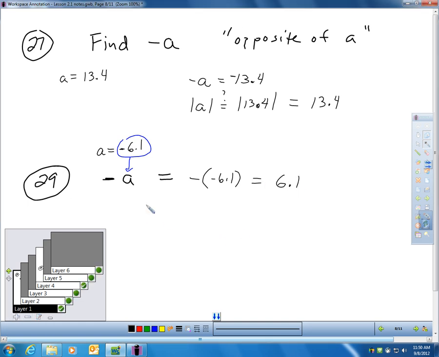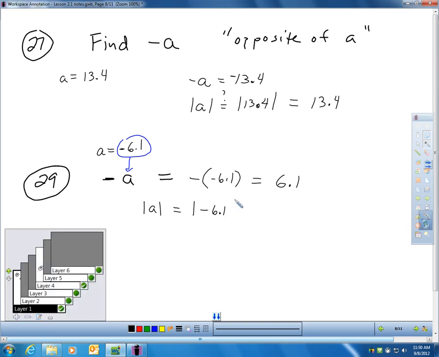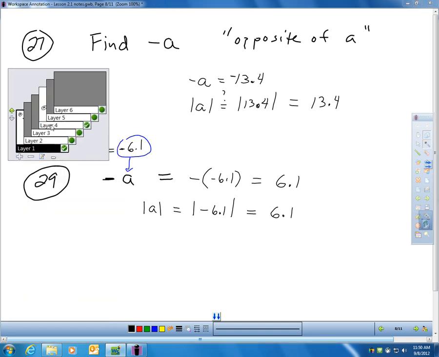And then next, what's the absolute value of A? That's the second thing they wanted us to find in question 29. Well, what is the absolute value of negative 6.1? In other words, how far is negative 6.1 away from 0? It's 6.1 away.